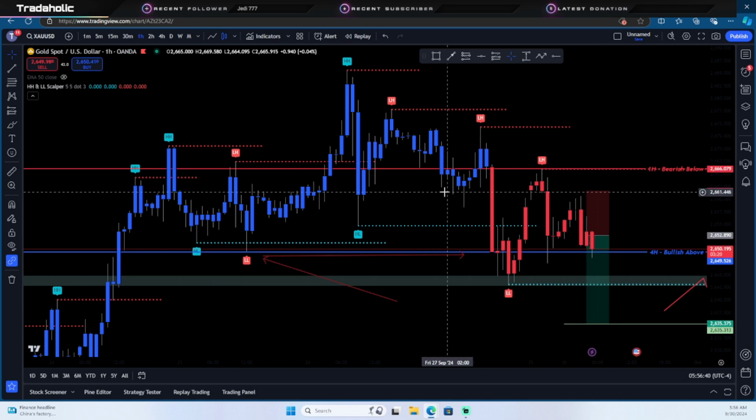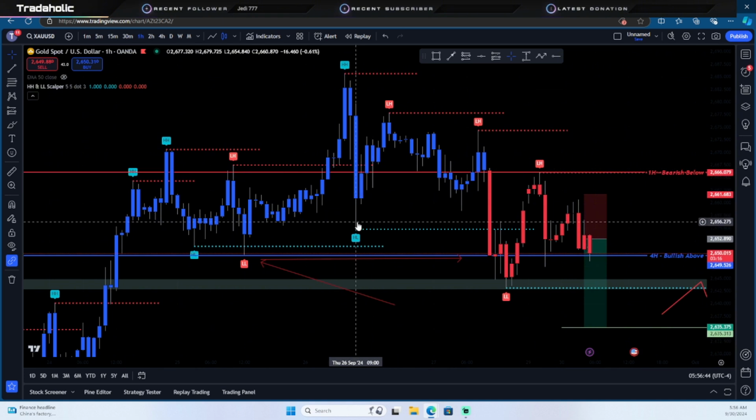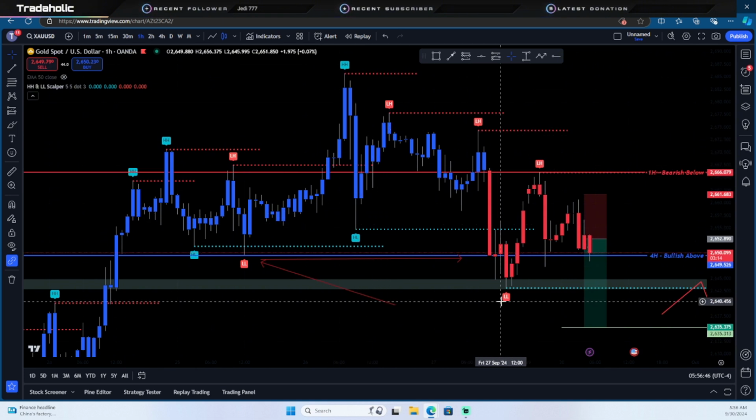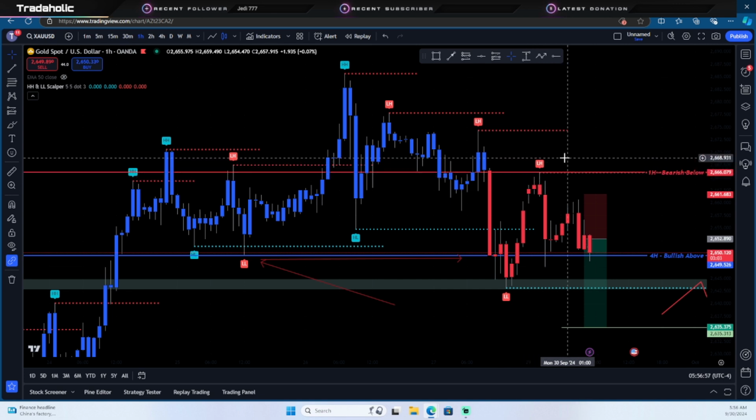Inside this, now you can see we went from making higher highs and higher lows to a lower high and a lower low. This is our most recent lower high, meaning according to this 1-hour time frame, we should remain bearish as long as this 1-hour is continuing down.